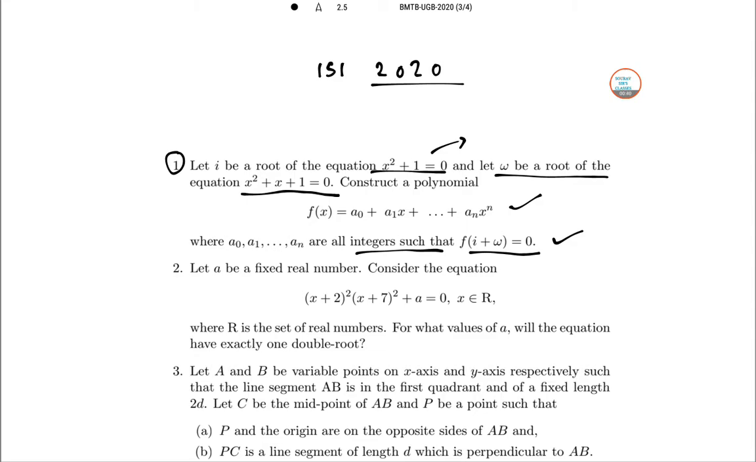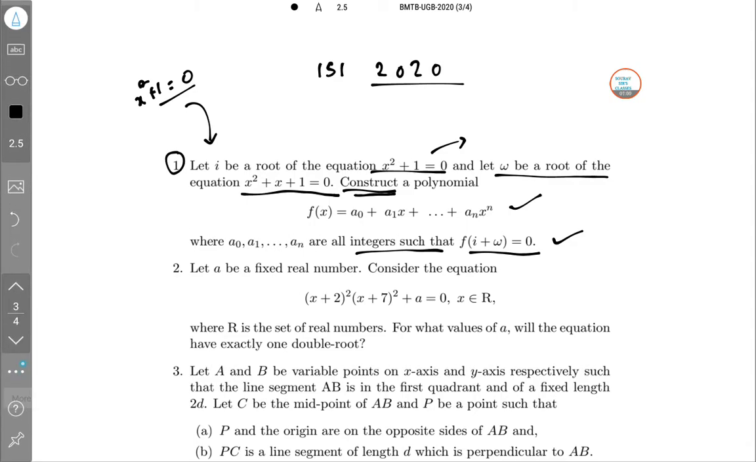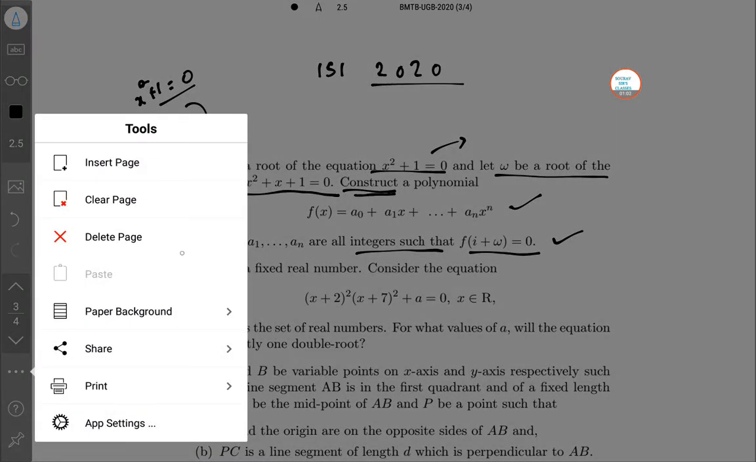Let me just recalibrate the question. First we have an equation x square plus 1 that has a root i, and let omega be the root of another equation. We need to construct a polynomial in this given format. So construction of a polynomial is our main motto here. Let's add one page here.